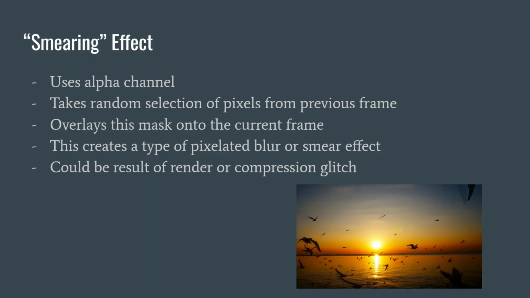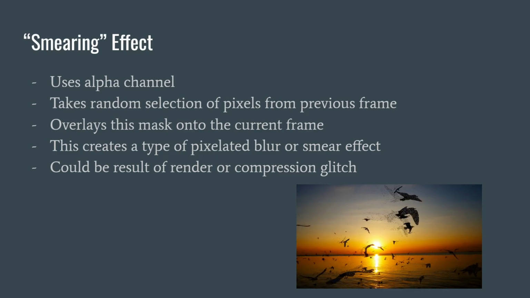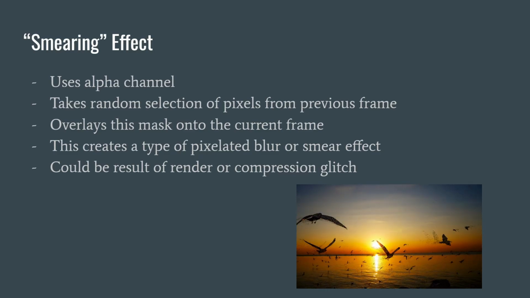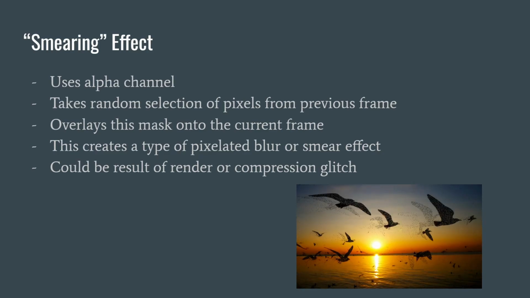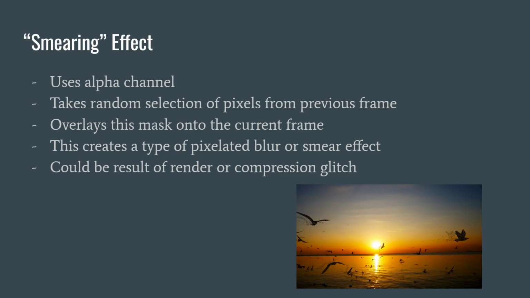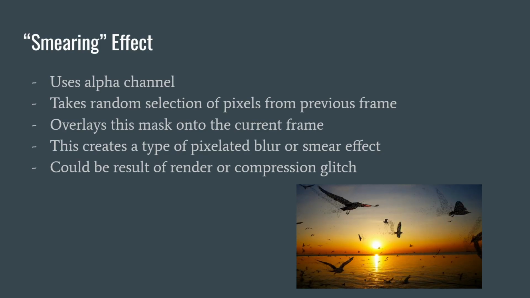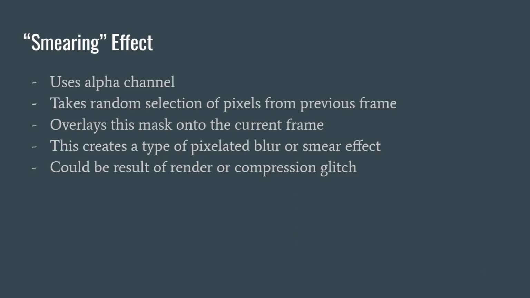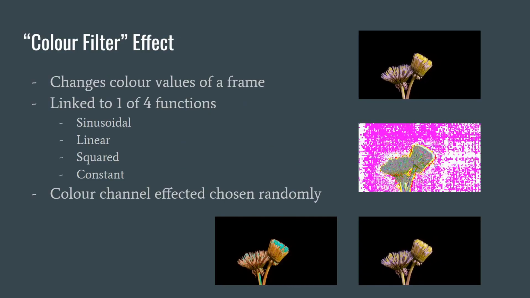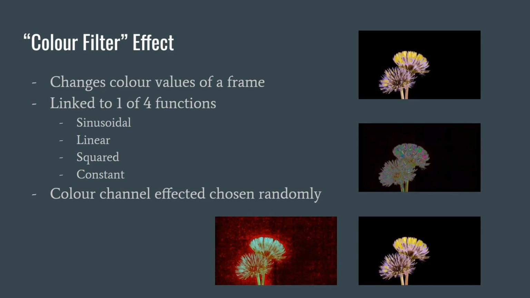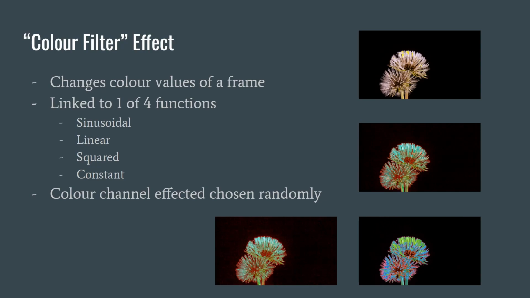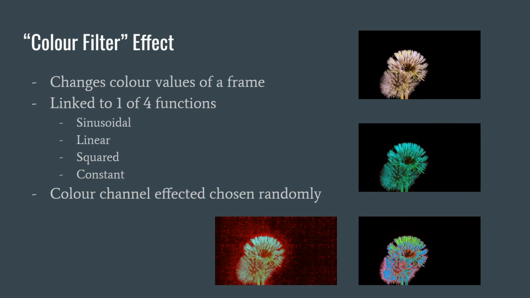Next up is what I call the smearing effect. It uses the alpha channel and takes a small number of pixels from the previous frame and overlays them onto the current frame. This creates kind of a pixelated digital blur across the image, which could be the result of a poor compression or a poorly rendered video. Next is the color filter effect, which is basically what it sounds like. It changes the color values over the entire frame, and it can be linked to any one of 4 functions, each of which is independently selectable.